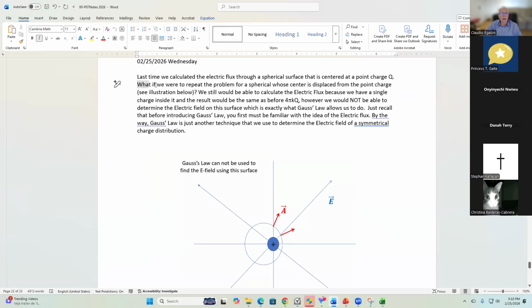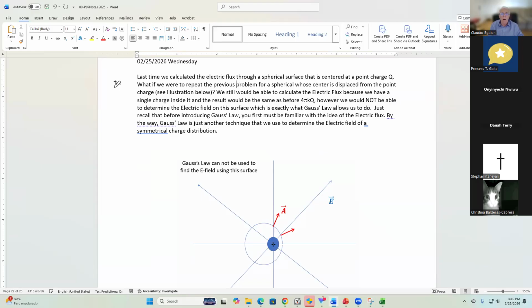So what if we were to repeat the previous problem for a spherical surface whose center is displaced from the point charge, just like you see in the illustration below. We still would be able to calculate the electric flux because we have a single charge inside that.